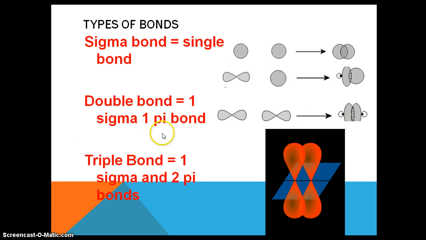So you get 1 sigma, 1 pi. A triple bond is 3 bonds, so you have 1 sigma bond and 2 pi bonds. It's, again, just some of the overlapping. You'll just want to remember everything has a sigma bond. When you have more than that, the other bonds are pi bonds.